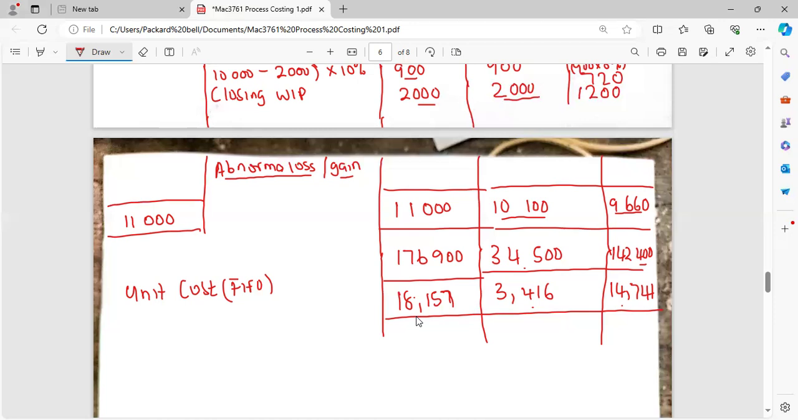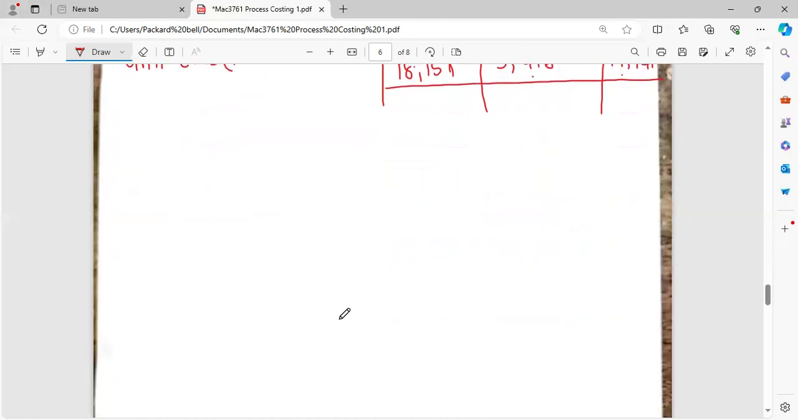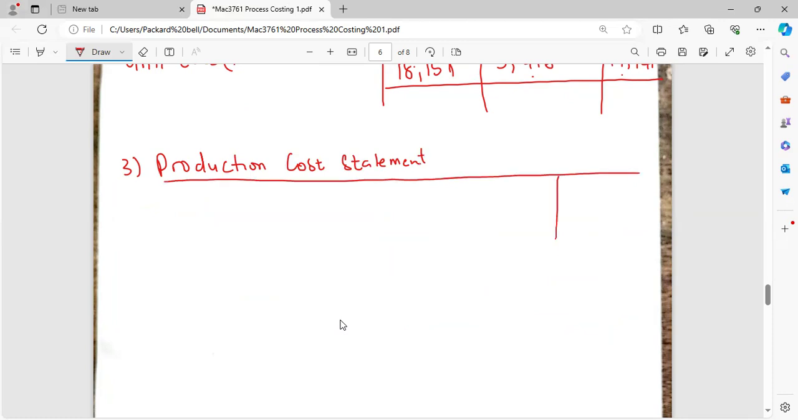Unless if there is a question, then we can do the next part, which is the production cost statement. So our 3 is going to be the production cost. Remember, we say the production cost statement is a bit easier. Once you manage to do your unit cost and equivalent cost, this one is going to be easy. So in your production cost statement, you just need to look at finished goods.